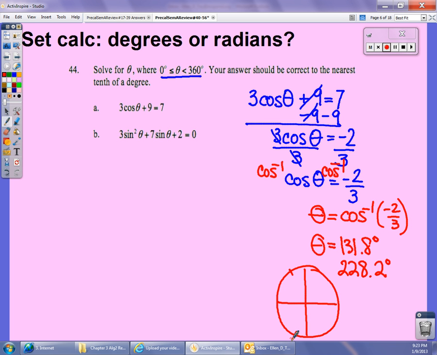Now let's do part B. In part B, we actually have a quadratic trinomial here to solve. One of the ways to do this is just to take the sine out and do 3 theta squared plus 7 theta plus 2 equals 0. If that makes it easier for you to factor it, that's perfectly fine.